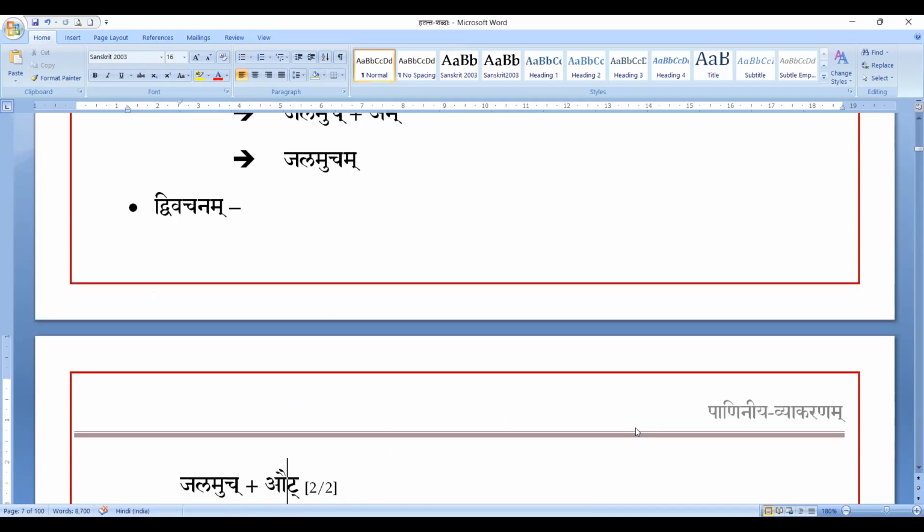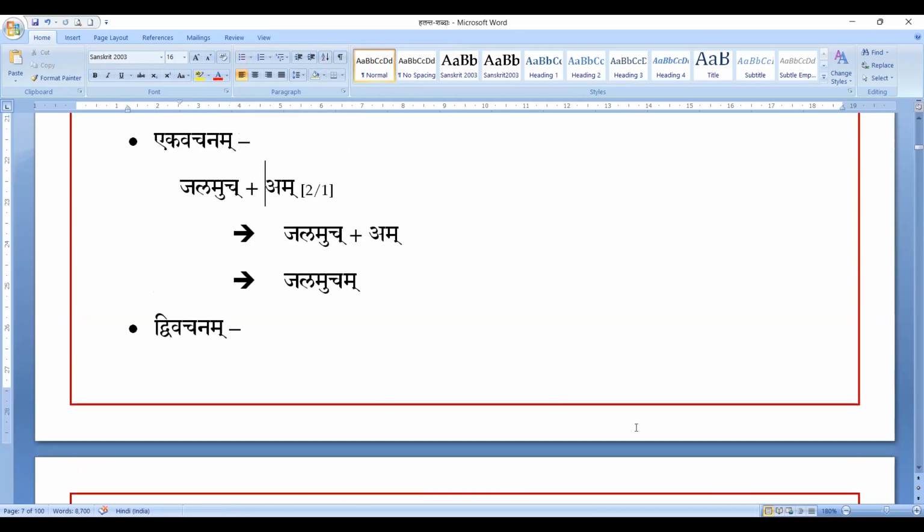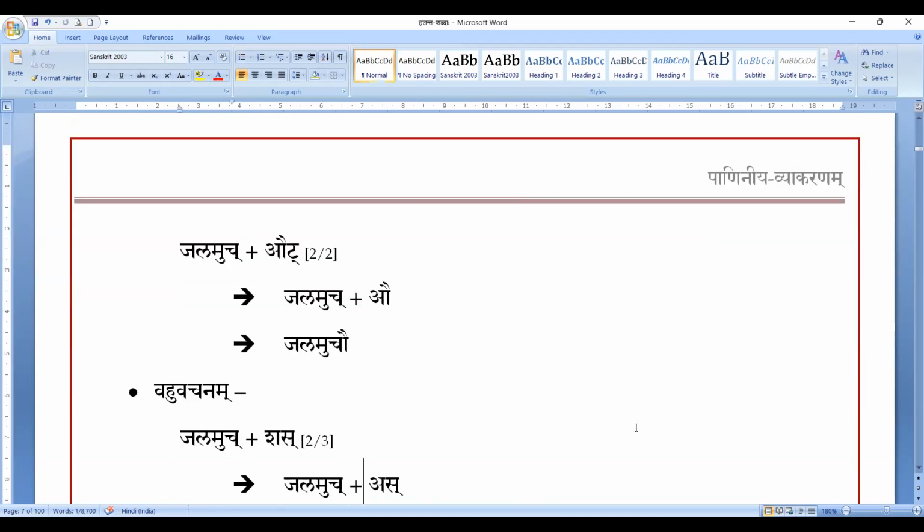Similarly, dvitiya vibhakti ekavachana pratyaya. You have to remember this: am. Jalamuch plus am, just join, jalamucham. Nothing happens. Then dvivachanam: jalamuch plus au. The content is au only, same as 1, 2. Takara is italated. Therefore, just joining, you have jalamuchau.